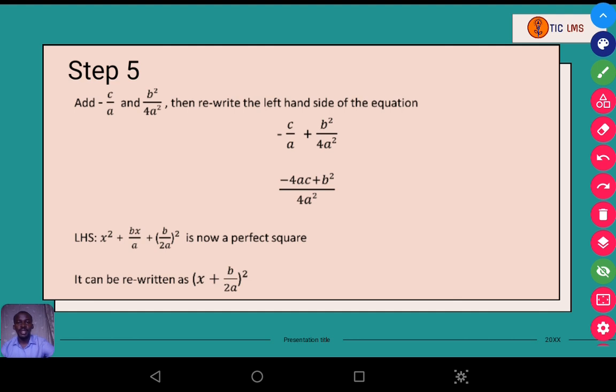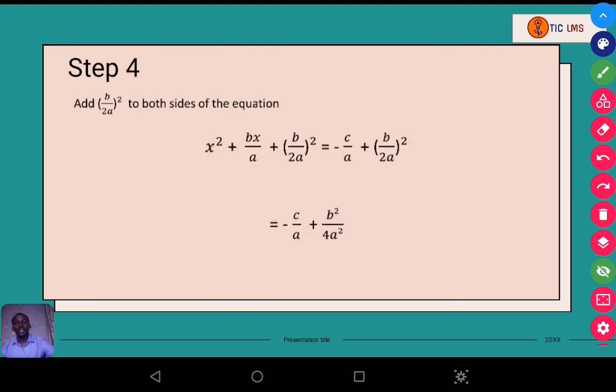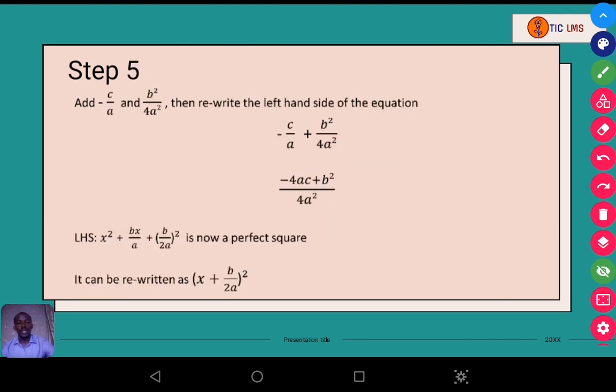Then we write the left hand side of the equation. So let's look at what we have here. This is the right hand side, so we are asked to add what we have there, and so that's exactly what we did here.